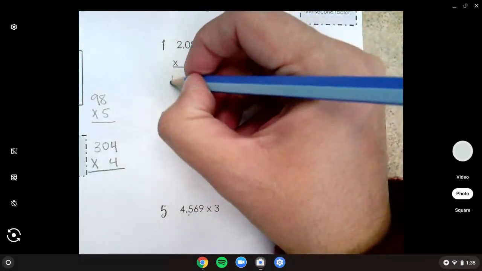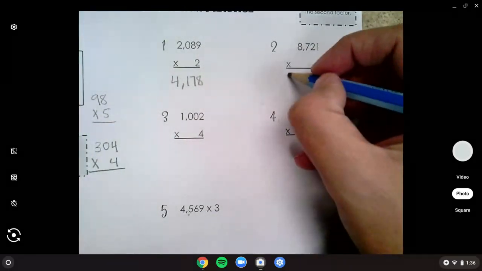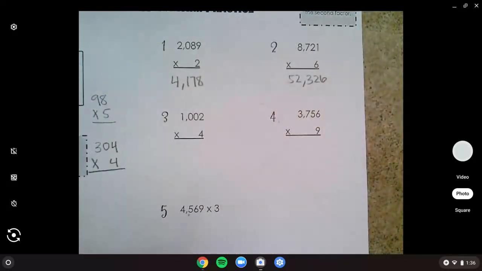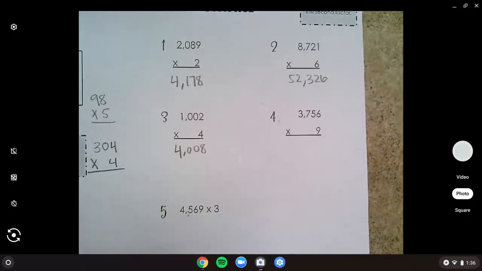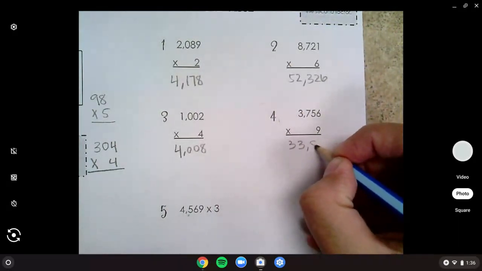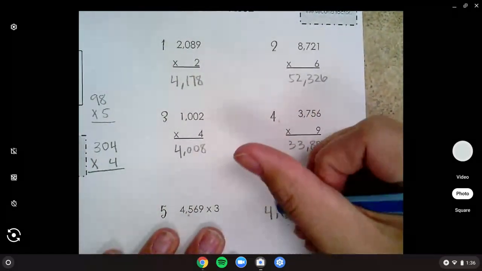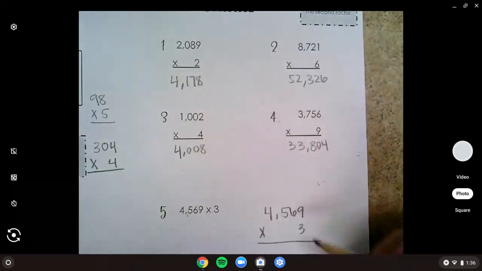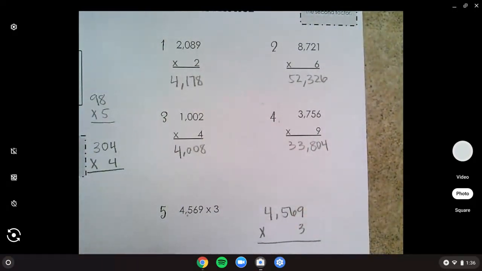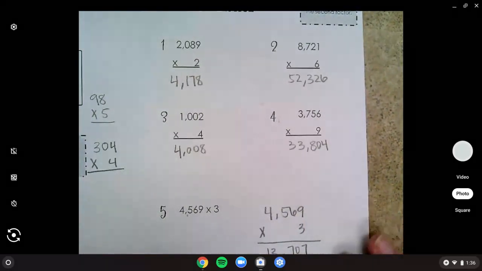All right, number 1 should have been 4,178. Number 2 should have been 52,326. Number 3 should have been 4,008. Number 4 should have been 33,804. And our last one, you probably wanted to stack, not 600, that would make it a lot different. 569 times 3. This makes it a lot easier to make sure I get all my places multiplied. So this one should have been 13,707. Oh, that kind of got cut off there. There we go.